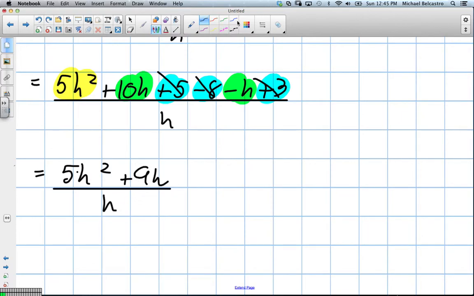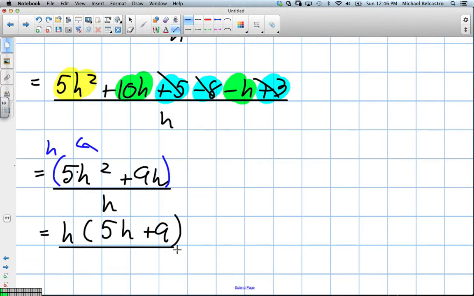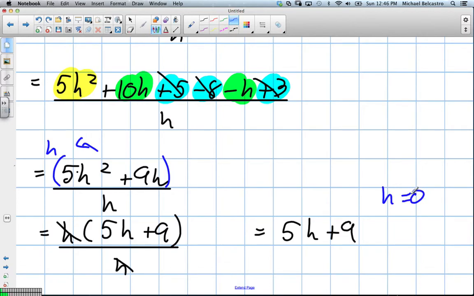Divided by h. Well, now remember our goal is to eliminate that h. We can factor h to the outside here. It's a common factor, so we'll get h times 5h plus 9, divided by h. Well, the h's cancel out, so this now equals 5h plus 9. And remember, at the very beginning we said that h was a value of 0, right? That's how close it was. So we plug that in for h, and we get 9. So the rate of change at 1 is 9.